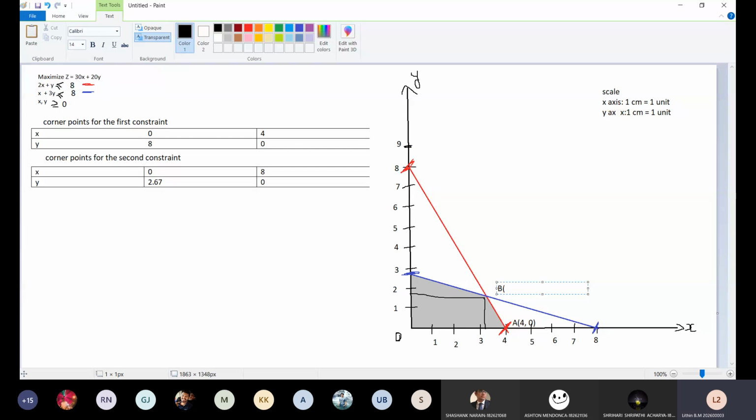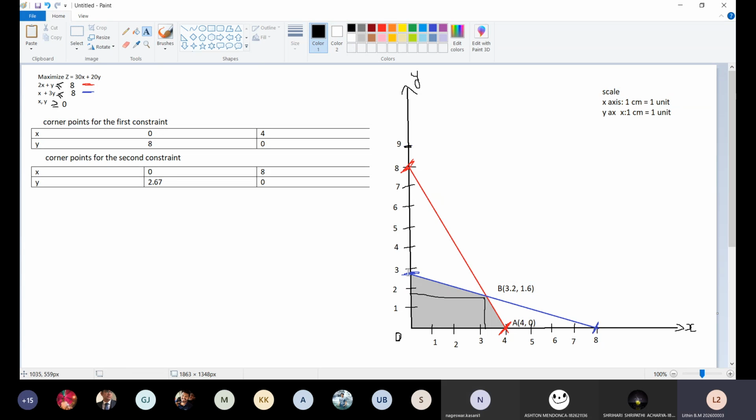What is the value of x here? Is x 3.2? Can I write 3.2? Yes, I'll write 3.2. Then what could I write for y? 1.6. Yes, that is 1.6. Okay, this is fine. Then the last one.